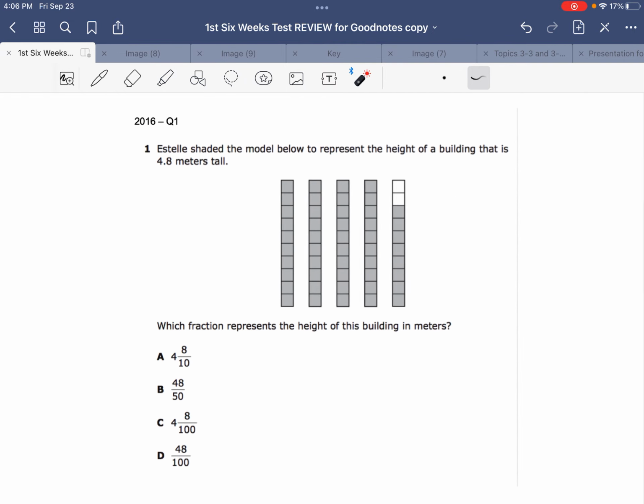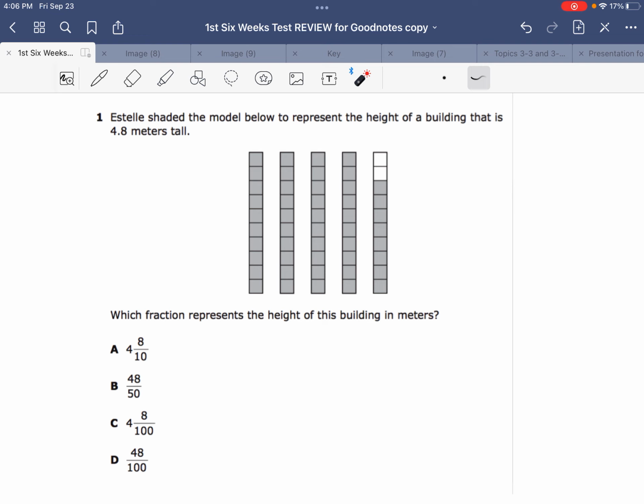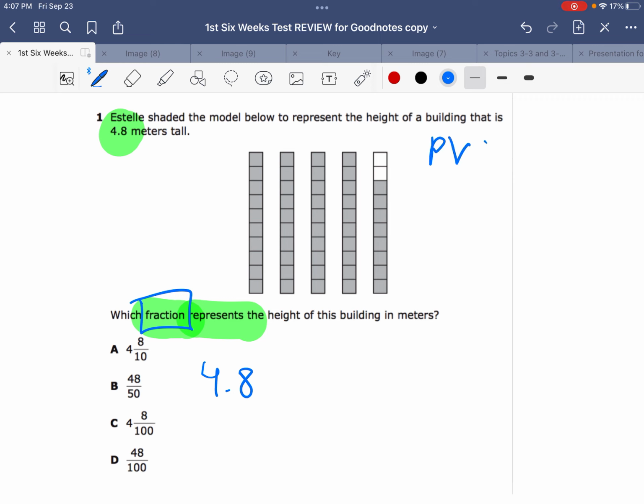Okay. Number 3 says, Estelle shaded the model below to represent the height of a building that is 4.8 meters tall. Which fraction represents the height of the building in meters? So they're giving us a decimal, 4.8, and they want me to make it to a fraction. So I'm going to do my place value chart. I'm going to do my PVC chart.